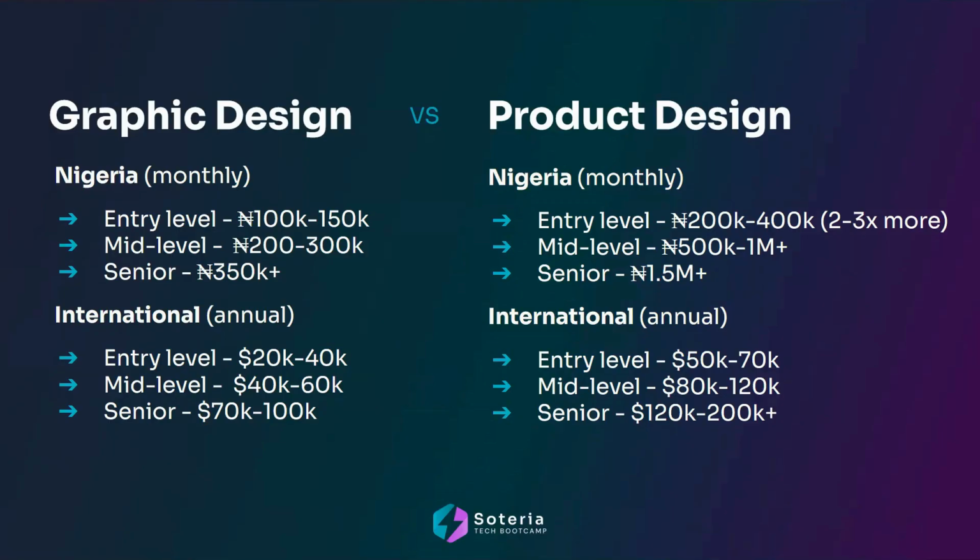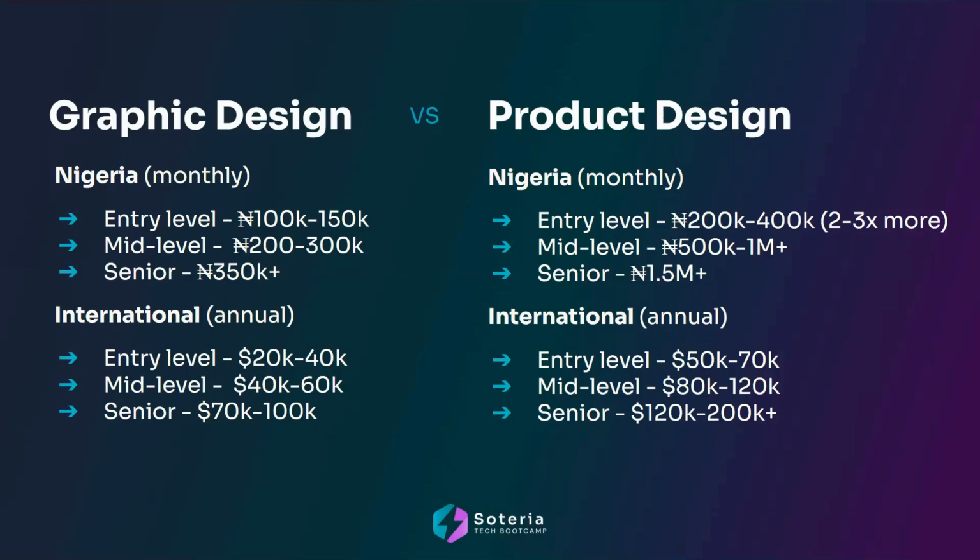Some people actually earn as much as 800, 1.5 million. Again, your seniority level will determine that. Sometimes you'd have to have a mix of skill sets to be able to earn more than that. As an international graphic designer, you would earn probably 20 to 40K, mid-level 40 to 60K, senior 70 to 100.